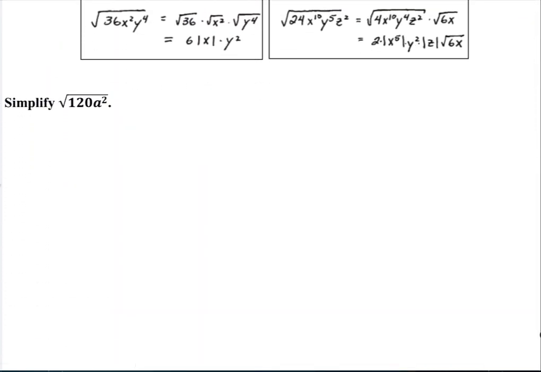So here I have square root of 120a squared. So I start with the numbers. 120, okay, think about what would I multiply to get 120. Well, I could do 4 and 30. And then I've got my a squared. Now I find the square root of any of them that are perfect squares. So the square root of 4 is 2.